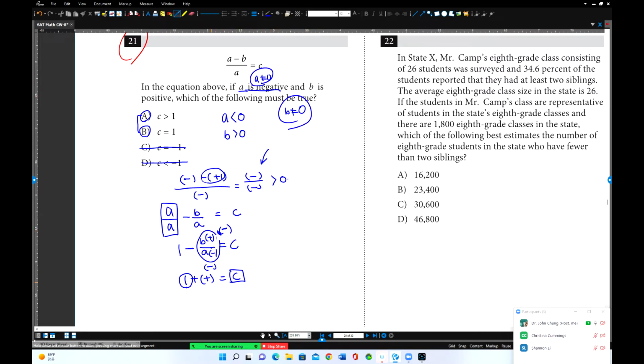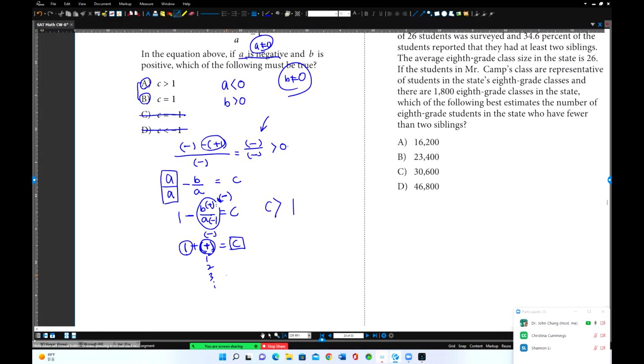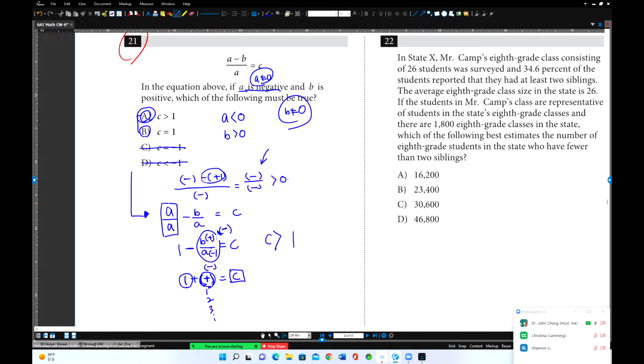So C's value is what? 1 plus some positive number. So C is already greater than 1. It can be 2, 3, 4, it doesn't matter. Any big number is okay too. Anyway, the number C is greater than 1. That's why choice A is correct. So you have to go this way. If you cannot find it this way, it's a little trouble, but sometimes you can plug in a number.